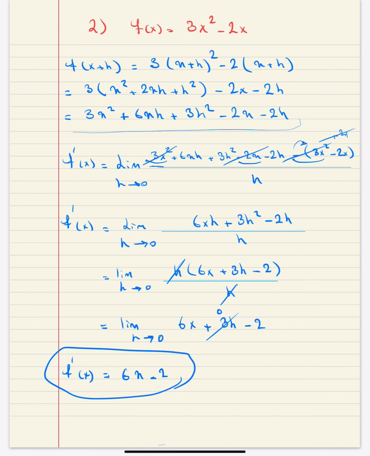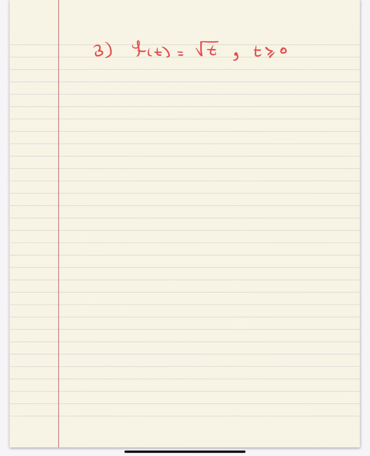In the next function, we have f of t equals the square root of t, for which t is greater than or equal to 0. Now, if we write the first principle for this function, we would get, as the limit approaches 0, our f of x plus h, or in this case, f of t plus h, would simply be the square root of t plus h minus our original function, which is the square root of t, divided by h.